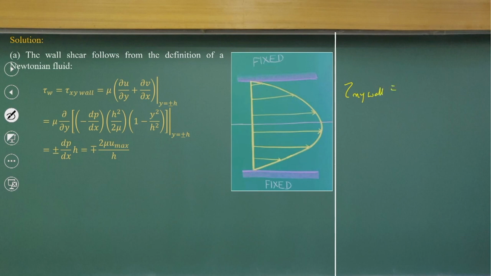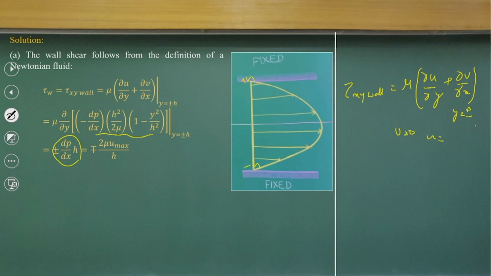Fluid kinematics, we have done this part. Mu times del u by del y plus del v by del x, at the wall y equal to plus or minus h. So, plus h, this is minus h. Del v, v is 0, we know it. So, you only have the u function, which we just substitute here, do the partial derivatives, and finally we get this part.